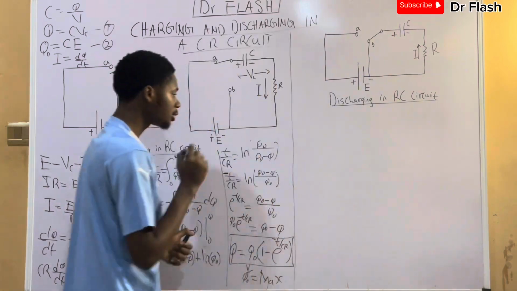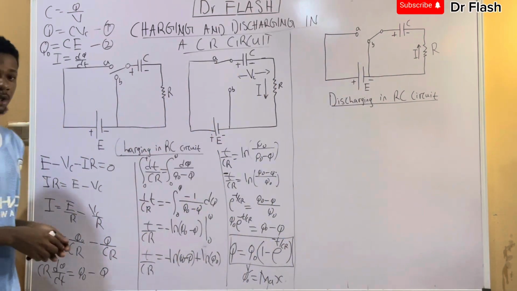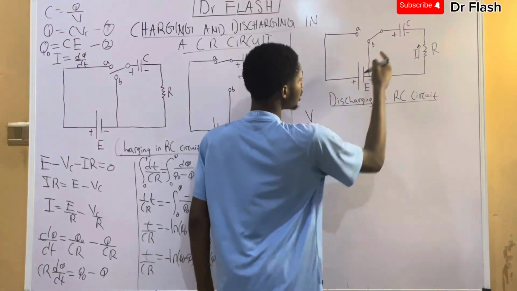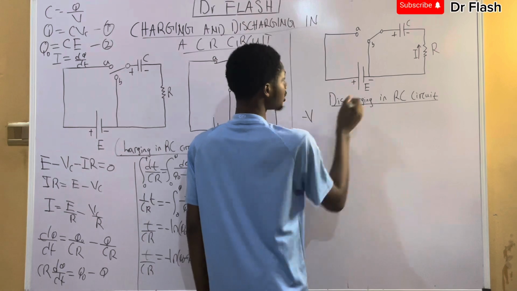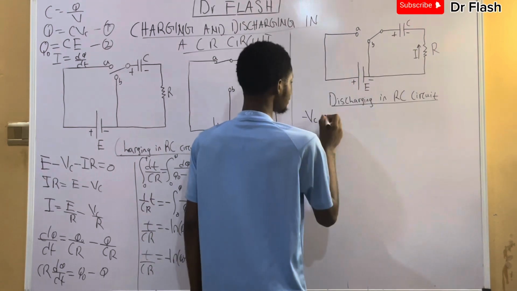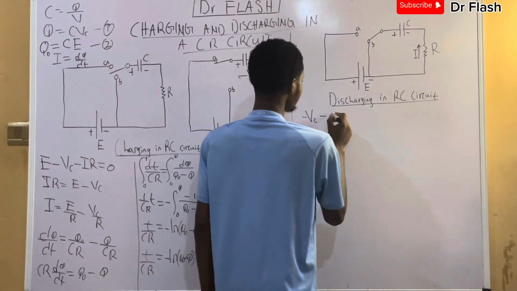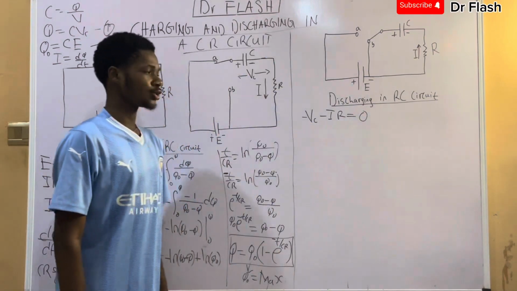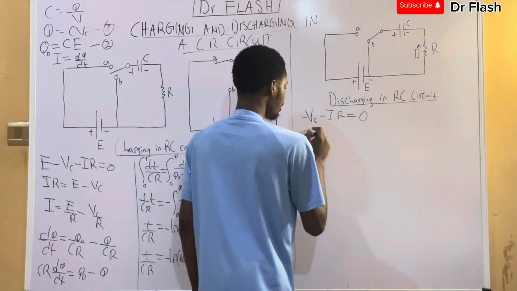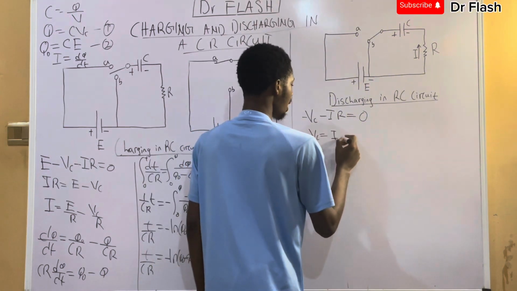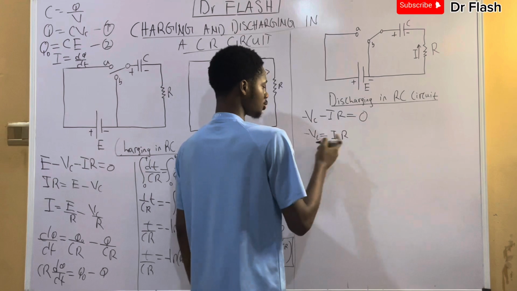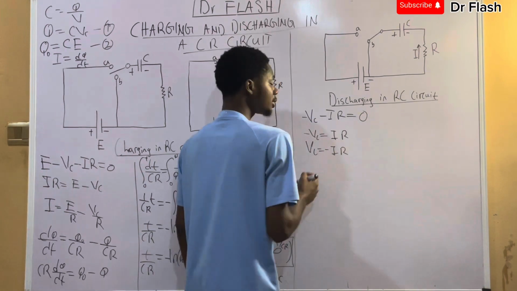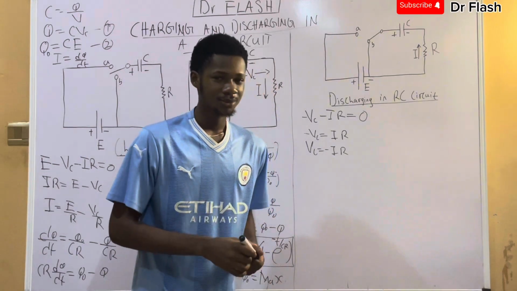And we'll apply the same KVL rule that we applied before, which is Kirchhoff's voltage rule. We are going to say the voltage across the capacitor, that is the negative voltage because I'm moving like this, of VC, then minus that of IR is equal to 0. That is what we're going to get. So from here we can say minus VC is equal to IR, or you can choose to take the minus on this side. So we have VC is equal to minus IR. Now the current is negative because we are discharging it.